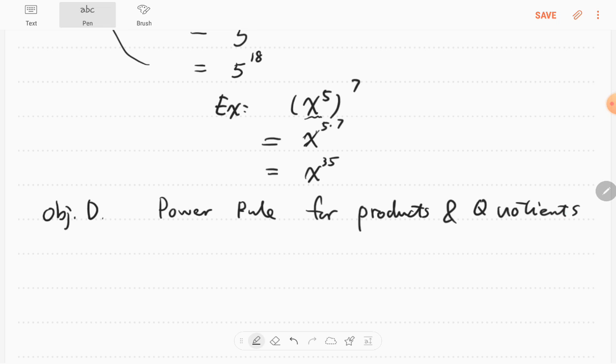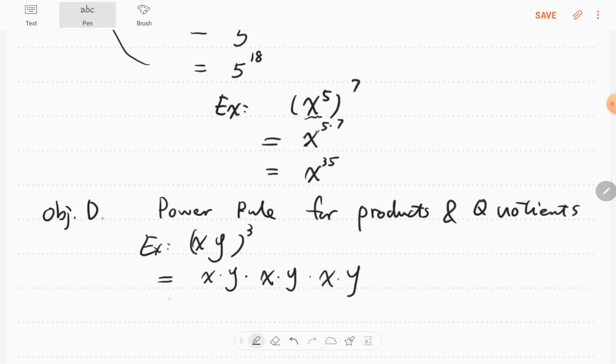So we should put them together this time. For example, we have x times y, then to the third. How can we evaluate this one? So now we know the base here is the part in the parenthesis. It will be x times y, right? x times y. Now we should repeat our base 3 times. In total, we will have 3 copies of x times y.